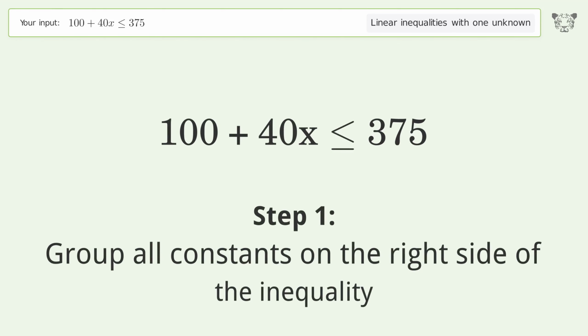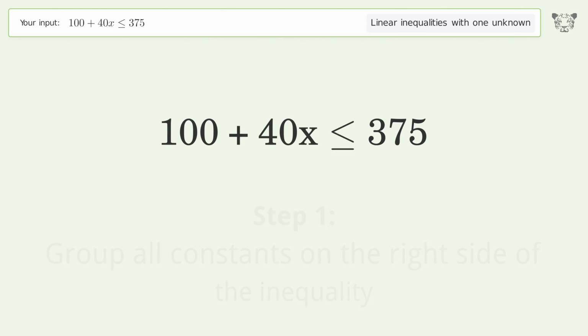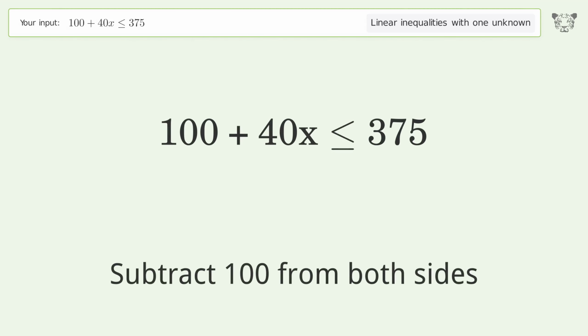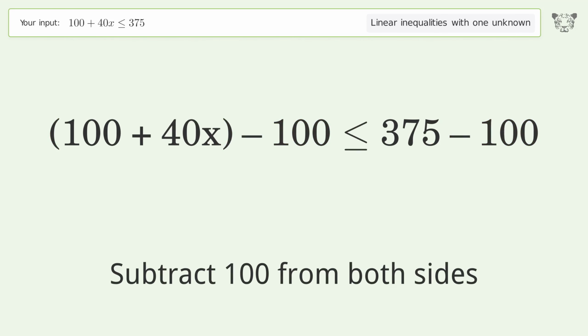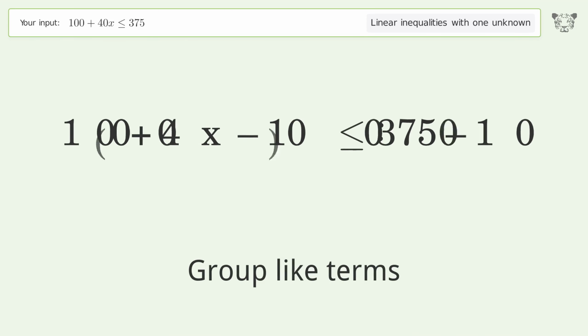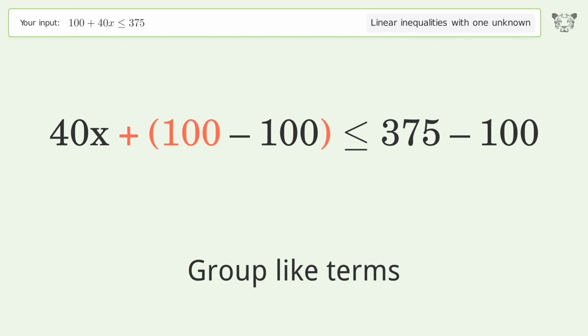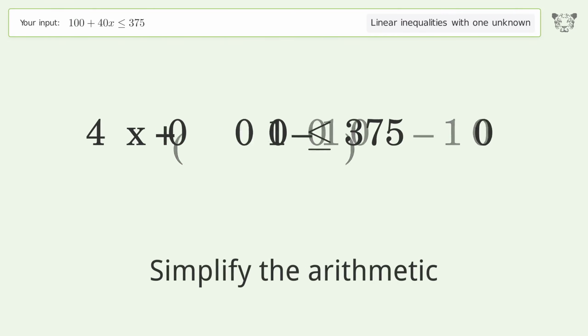Group all constants on the right side of the inequality. Subtract 100 from both sides. Group like terms. Simplify the arithmetic.